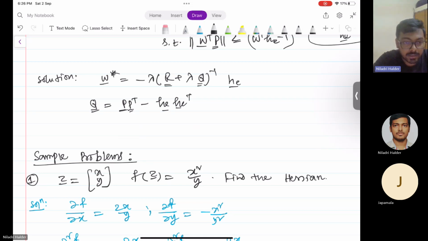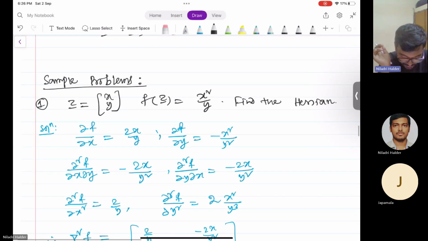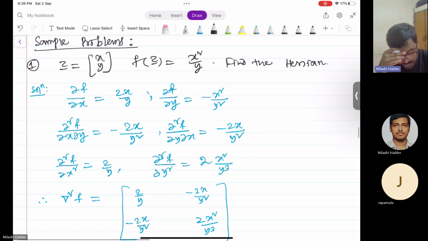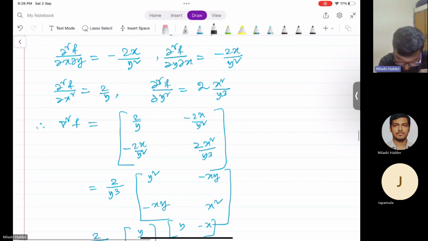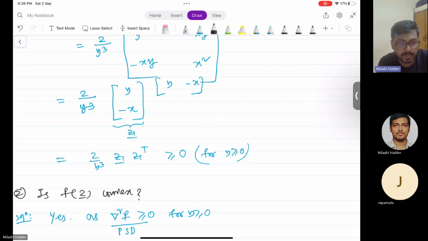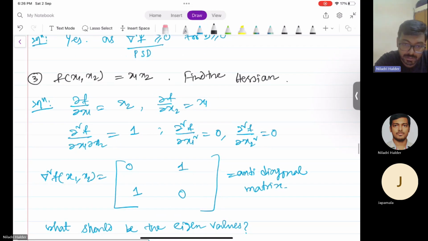You can see it. Then I have taken some sample problems. Suppose there is a function x square by y, where x and y are the two components of a vector. First we find the Hessian. The Hessian is calculated as this, and it is a positive semi-definite matrix, so f of z is a convex function.